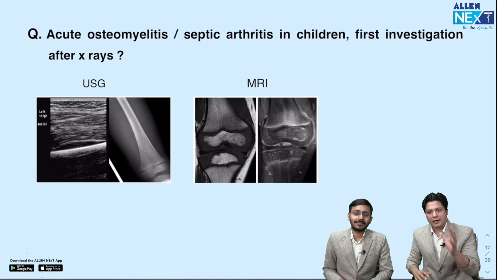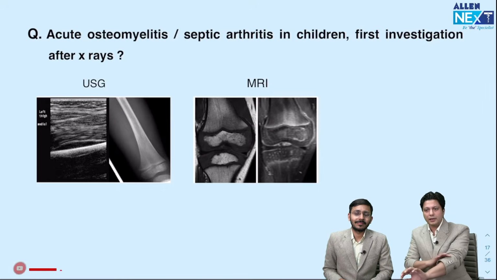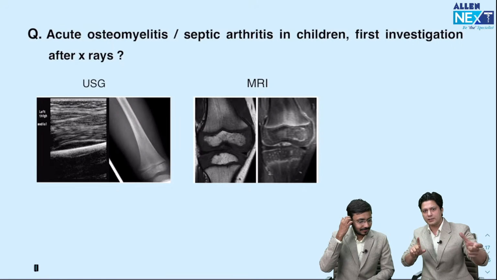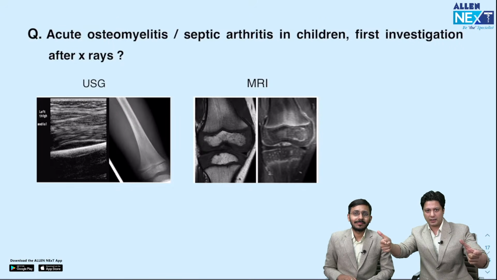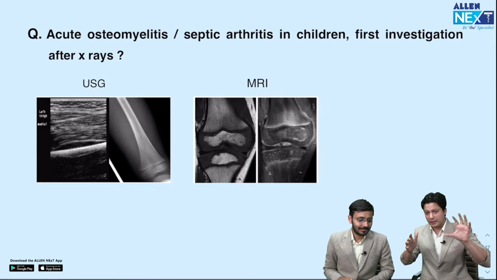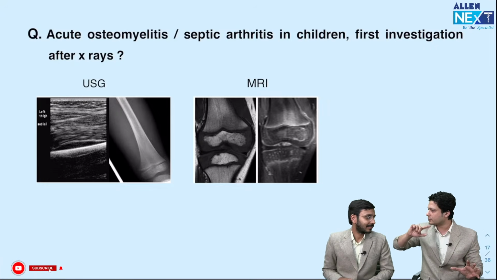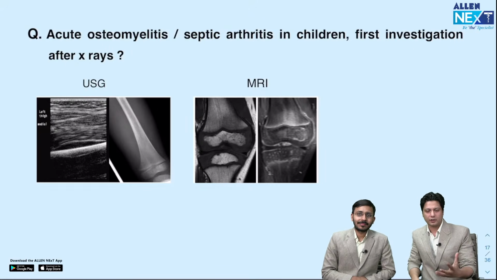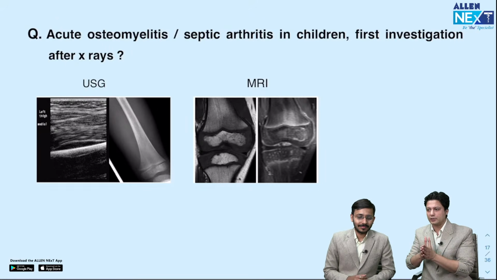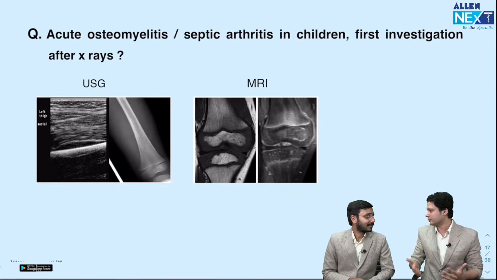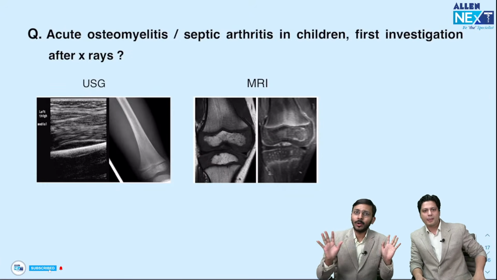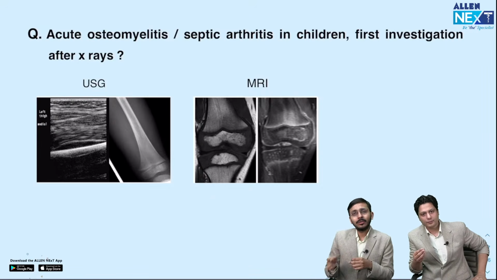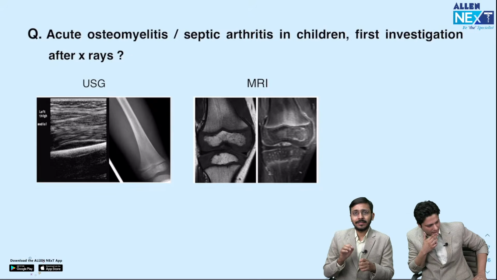MRI is considered to be the investigation of choice, but if the question is what next you will do, then you have to decide whether to go for USG or MRI. What are the advantages provided by USG over MRI, or the advantages of MRI over USG? It is a very important topic. If you are confused, then the examiner will try to take advantage of that confusion, because the examiner knows that the student knows that the investigation of choice for acute osteomyelitis is MRI. So he knows that the student will mark the next line of investigation as MRI.